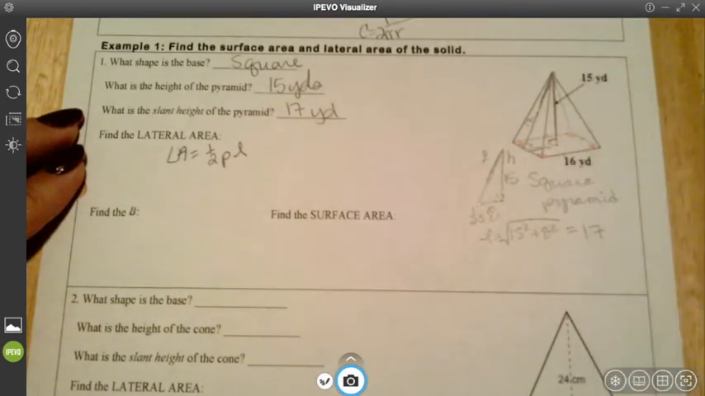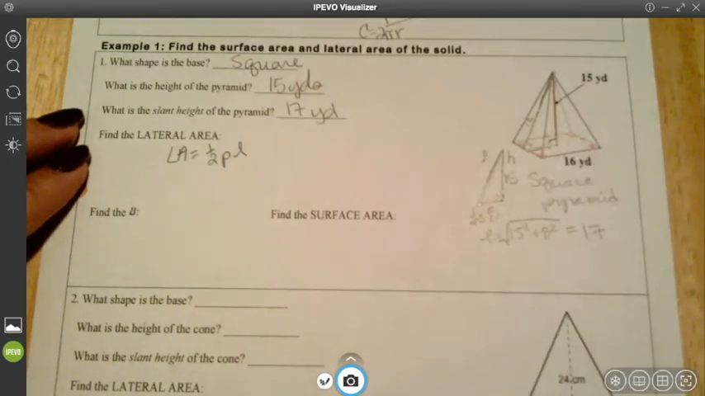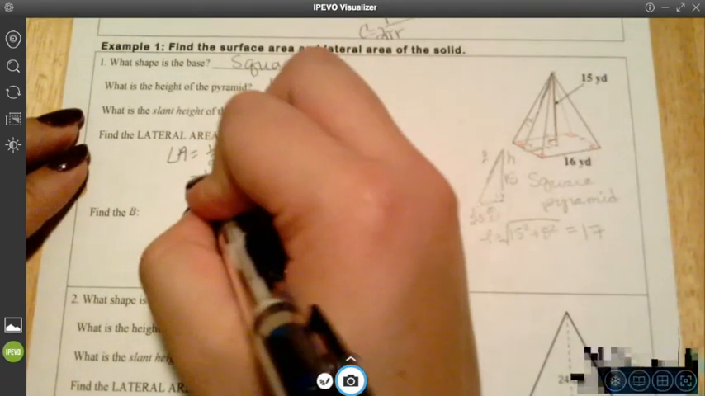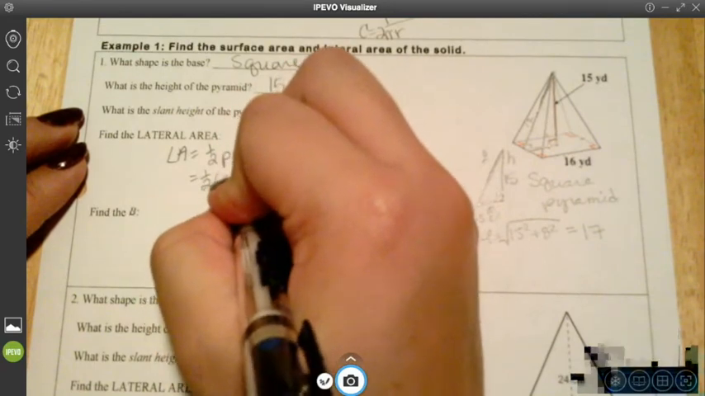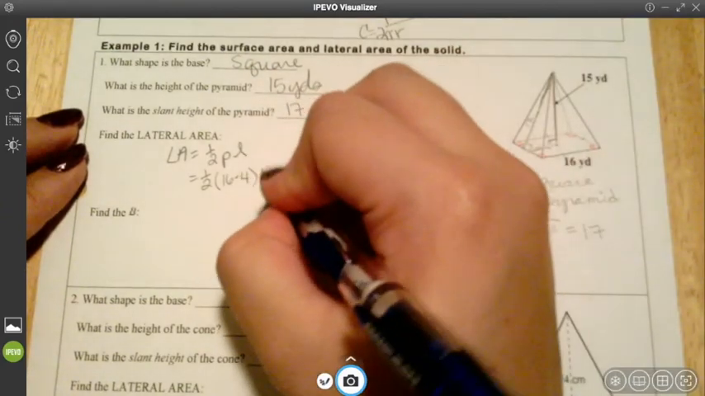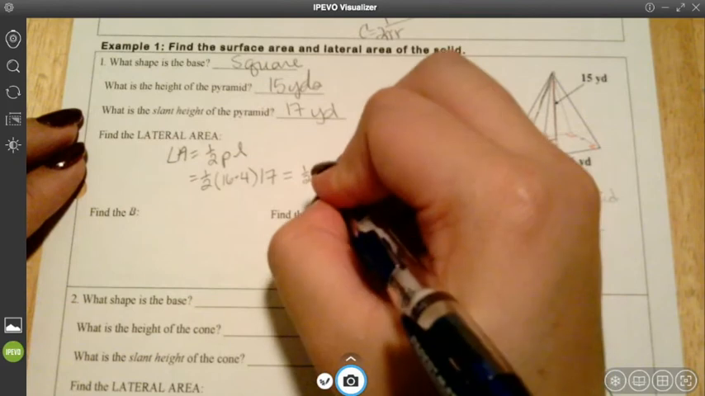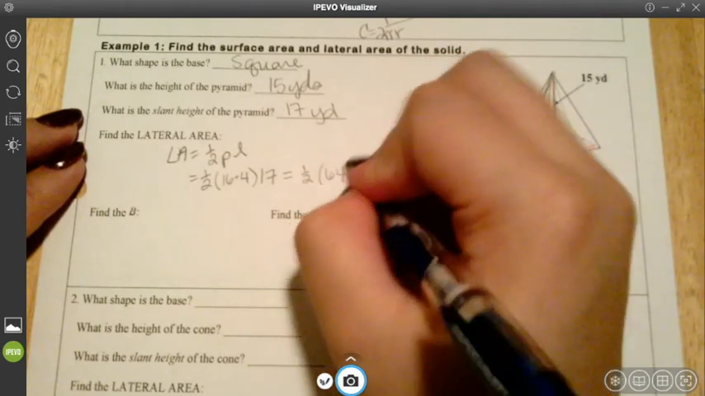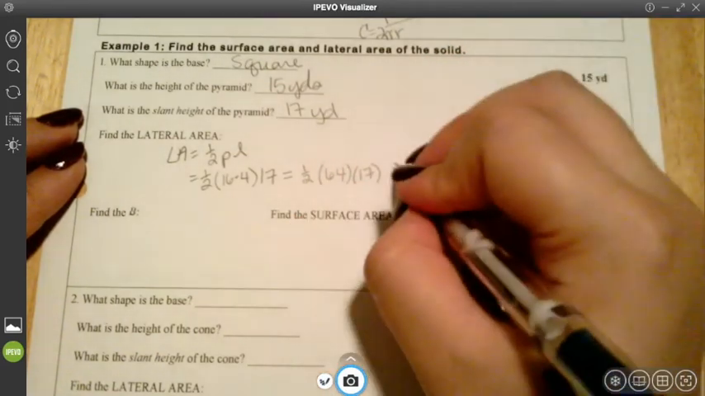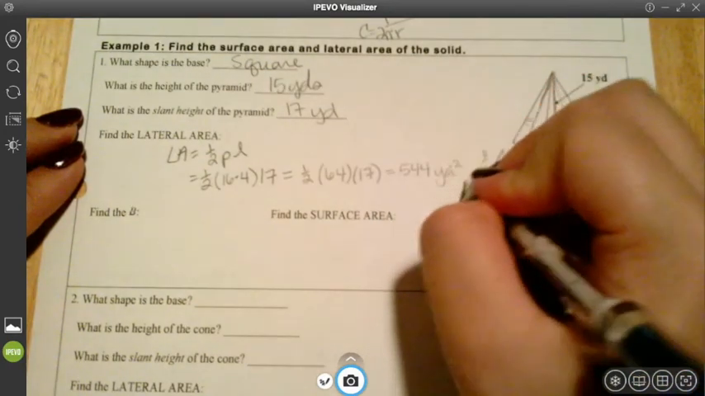So just like we were seeing with our polygons, the perimeter is to represent the added bases. If we go all the way around, we're adding up all the bases. So 1/2, the perimeter, 16 times 4, because I have 4 sides, each of them 16 yards long. Slant height we just found was 17. That's 1/2 times 64 times 17, giving us 544 square yards.